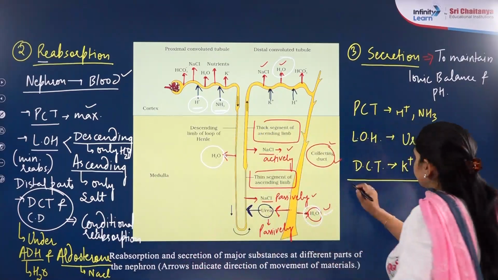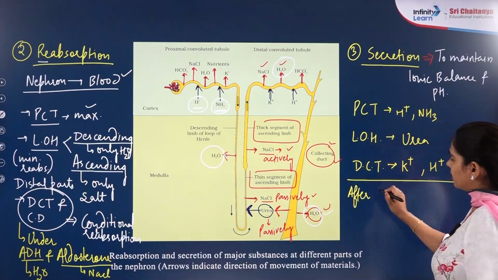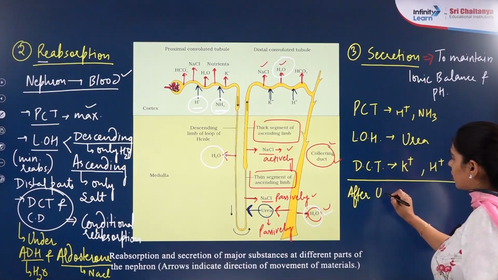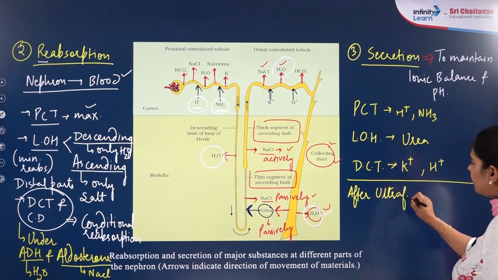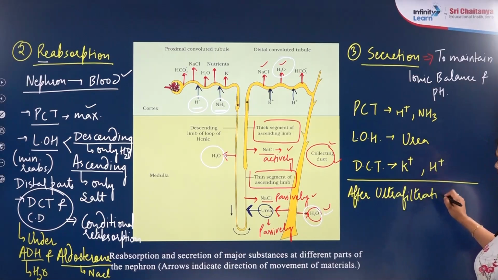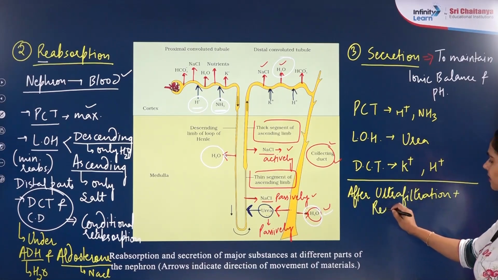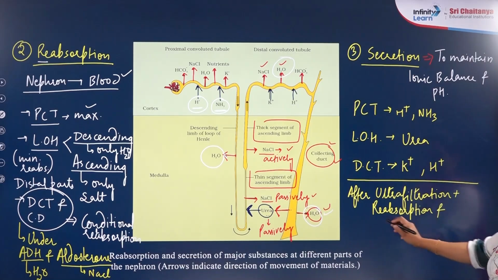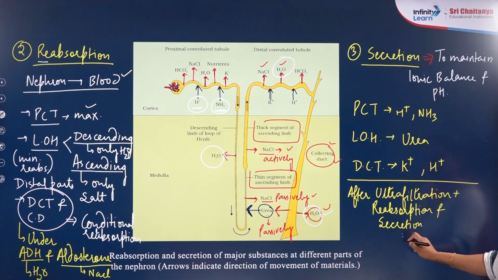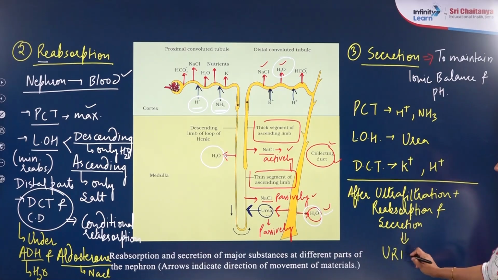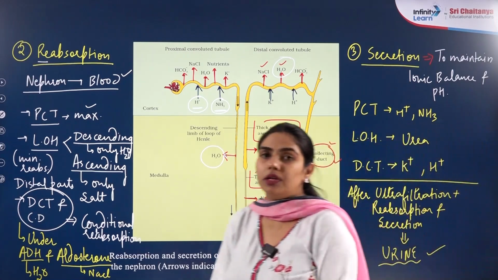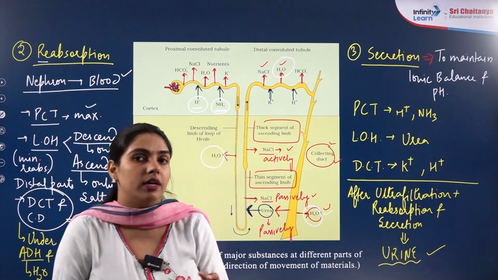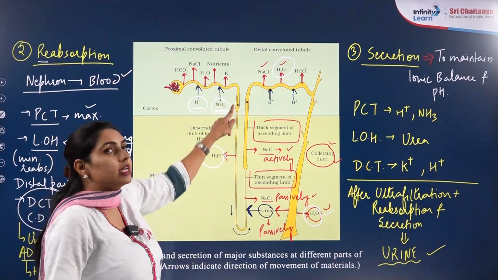Right? After the reabsorption is done and secretion is done, there will be urine formation. So, after ultrafiltration or glomerular filtration, then reabsorption and secretion. Ultrafiltration, reabsorption and secretion, what is formed? Urine is formed. After only ultrafiltration, what is formed? Glomerular filtrate is formed. This glomerular filtrate is present in the nephron.